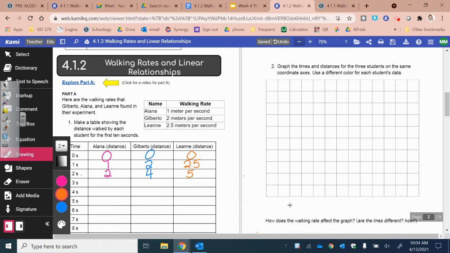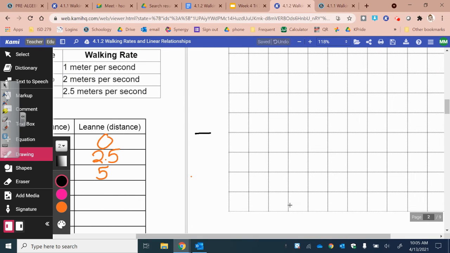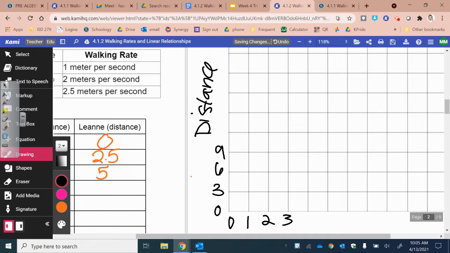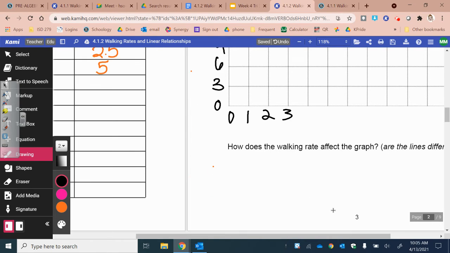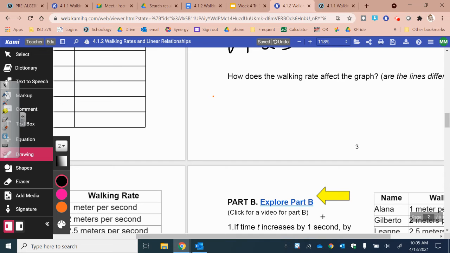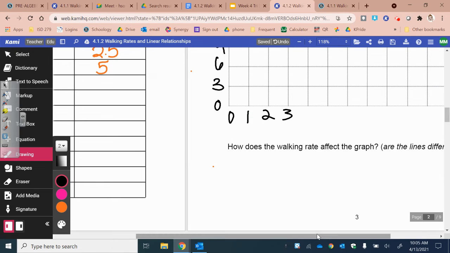And number 2, you're going to have to graph the times and distances. You've got your distance on this axis. My recommendation is to graph by 3s. You can choose to go by a different number, but that's just my recommendation. I would go by 3s for the distance. Remember, you start at 0, and then for time, I would just go by 1 second, because in your chart there, you've already got everything aligned for 1 second. You're going to answer questions about how the walking rate affects the graph.